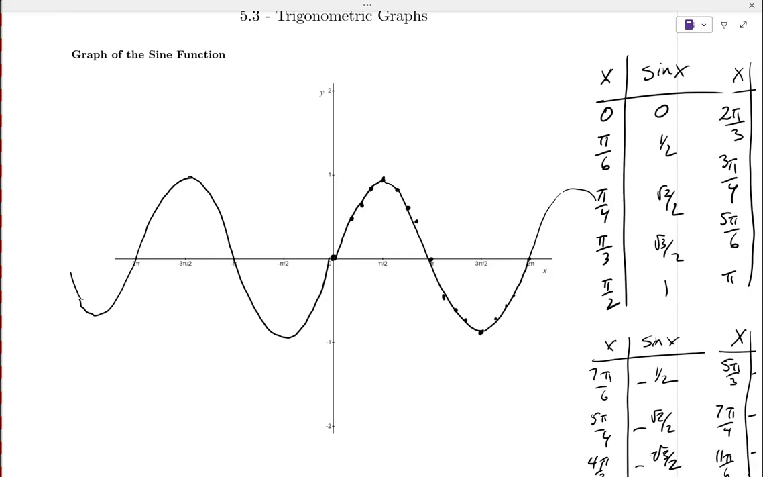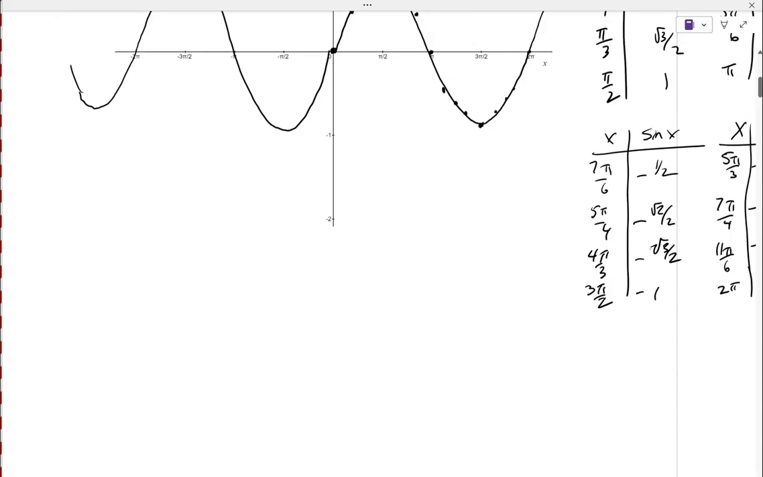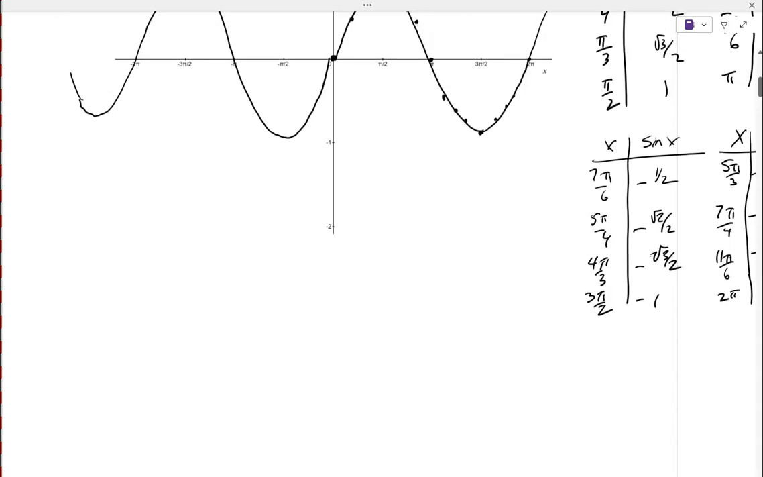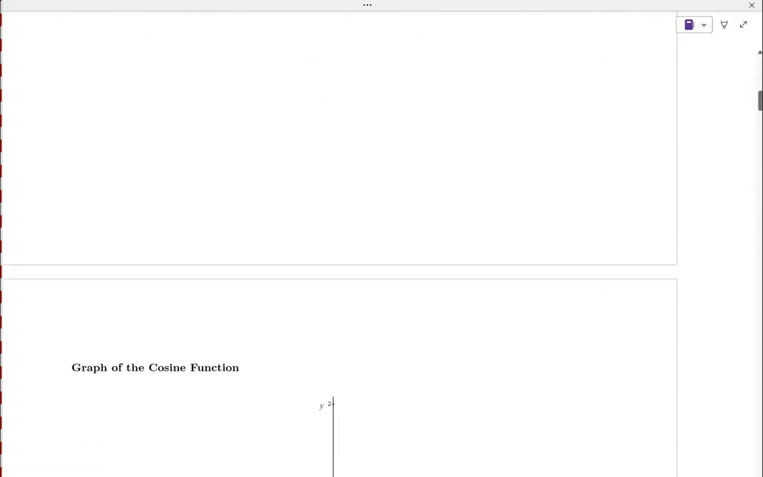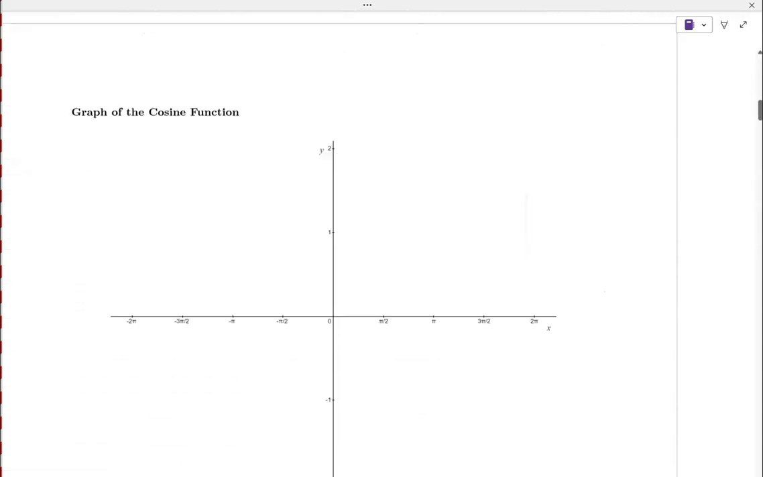Okay. All right. We'll collect different types of information on this in a minute. But let's see if we can get cosine and see if we can find some similarities and some differences between the sine and the cosine graphs. Okay. All right. So let's do the next page, and then we'll come back and look at them together.